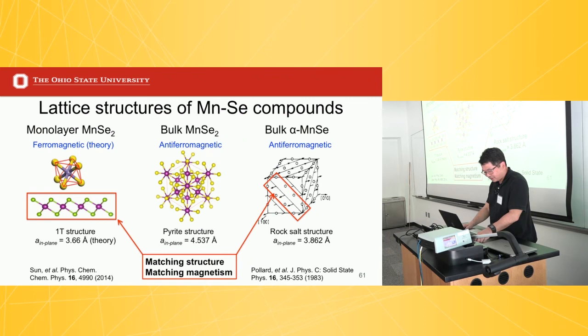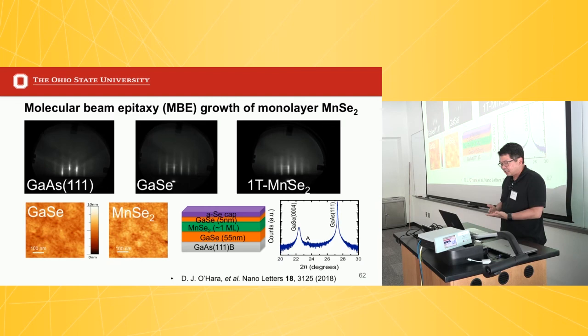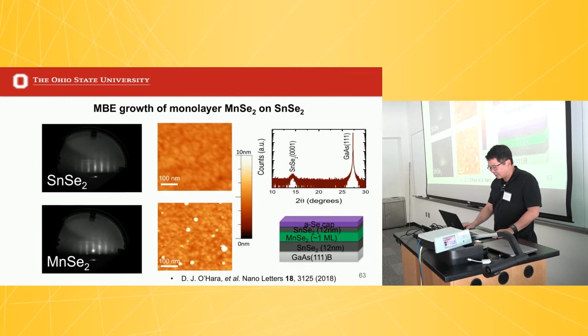So let me show you some of the growths. We start with gallium arsenide, then we grow gallium selenide. It turns out to grow well. You can see the streaks. And then we grow on top of that one monolayer's worth of manganese diselenide, and it grows. So that's good. We do it on tin selenide as well, and it grows okay. Different substrate.